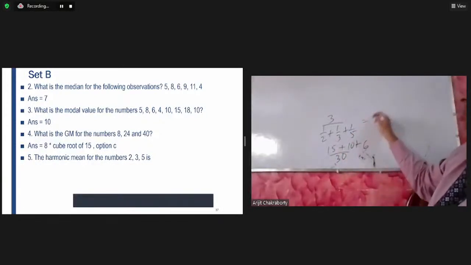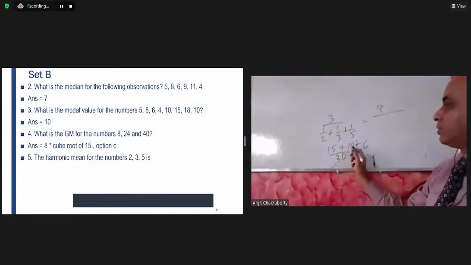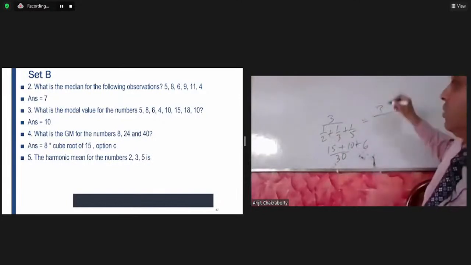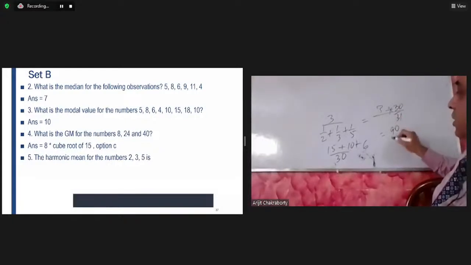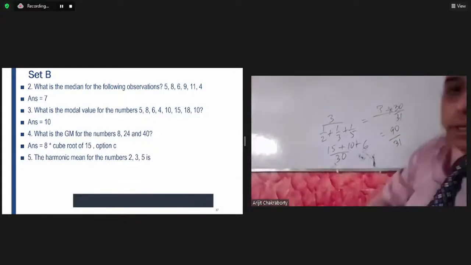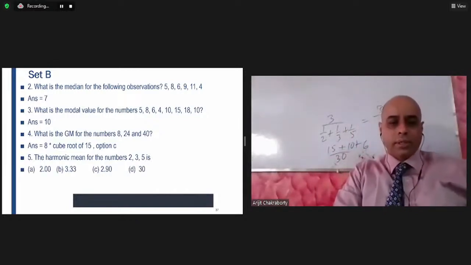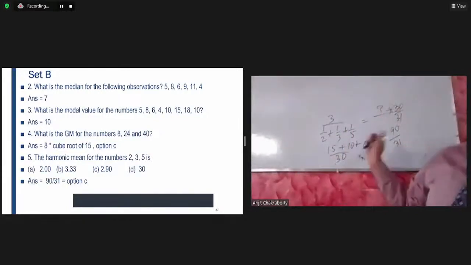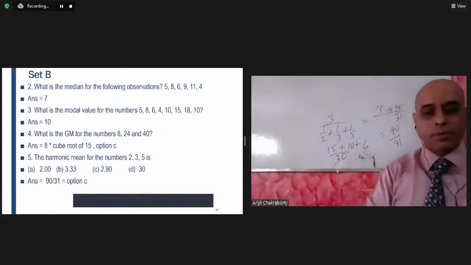So it comes to 3 divided by 31 by 30, that is 3 into 30 by 31. So it gets 90 by 31, which should be 2 point something. Approximately 90 by 31, I've got option C, 2.9.